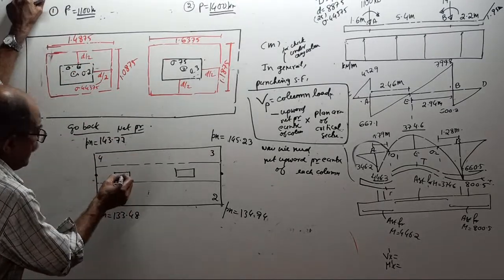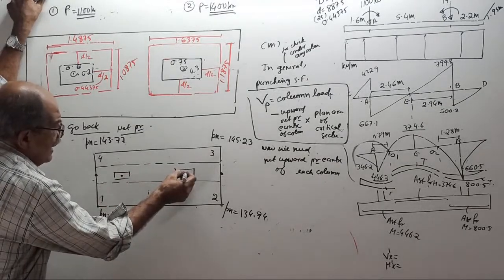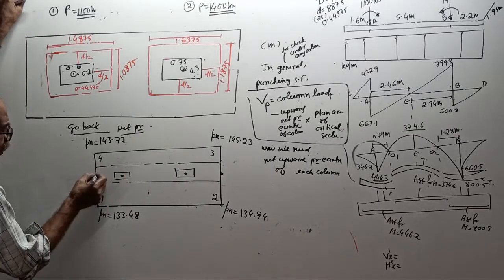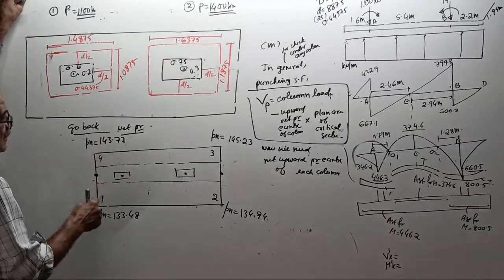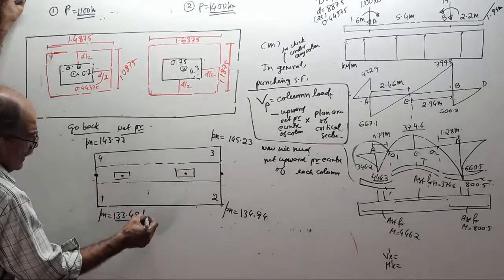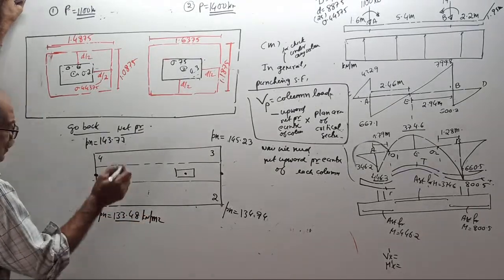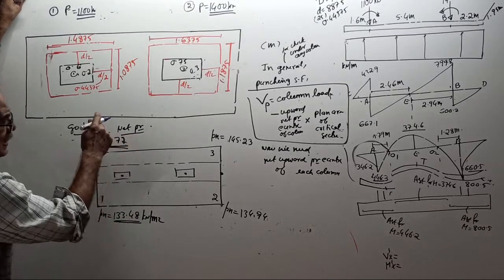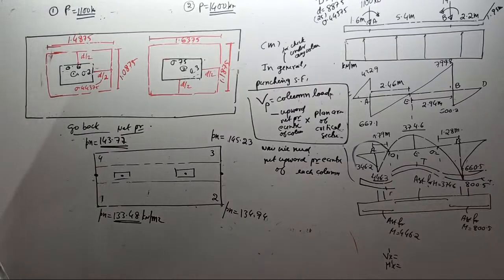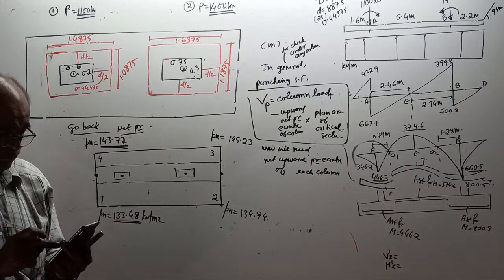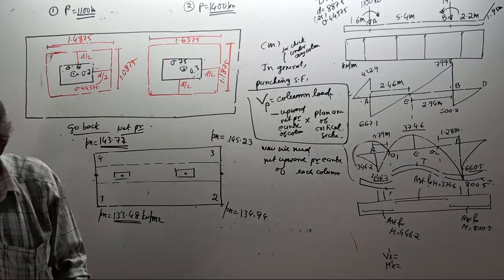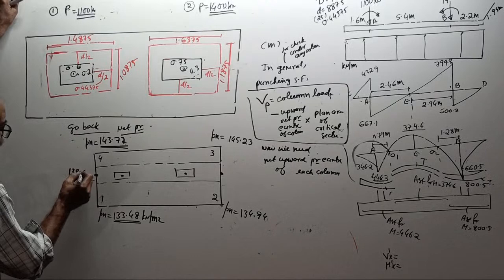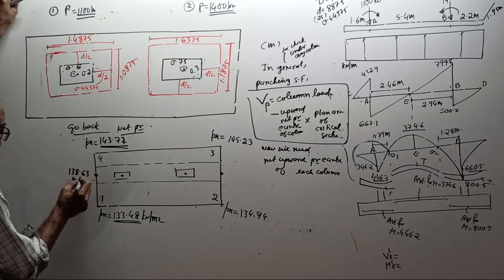We want pressure here, we want pressure here. Before that, tell me what is the pressure here? Fast. All are in kN per meter square. 133.48 plus 143.77 divided by 2. Answer: 138.63. Second decimal is enough. 138.63 kilonewton per meter square.